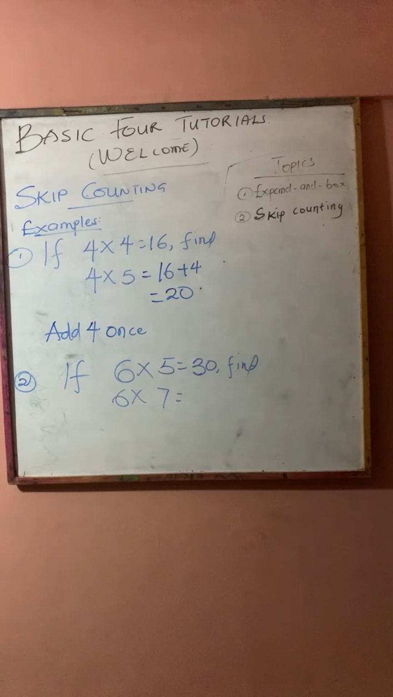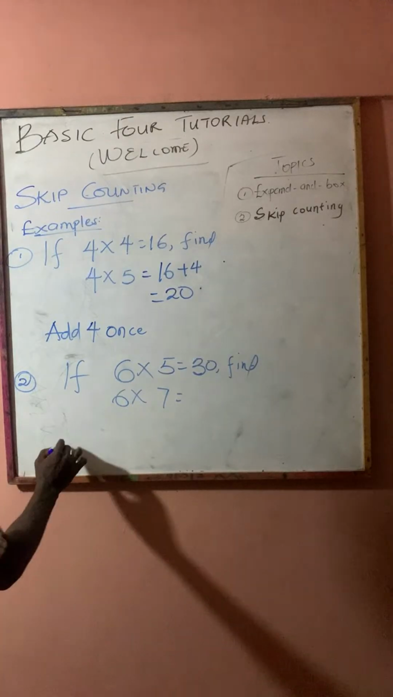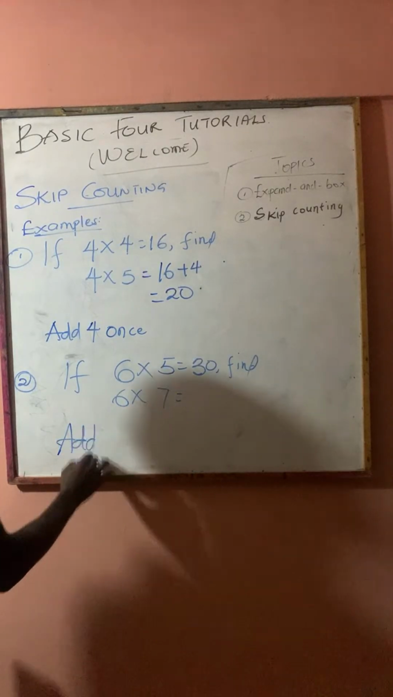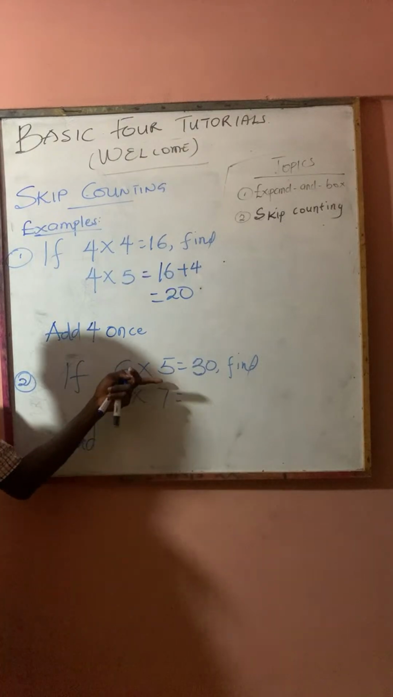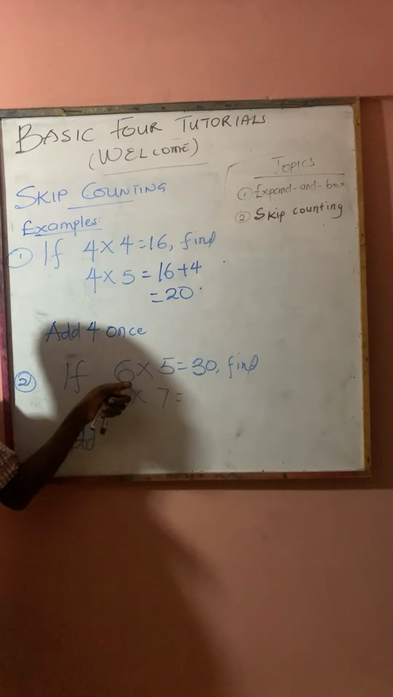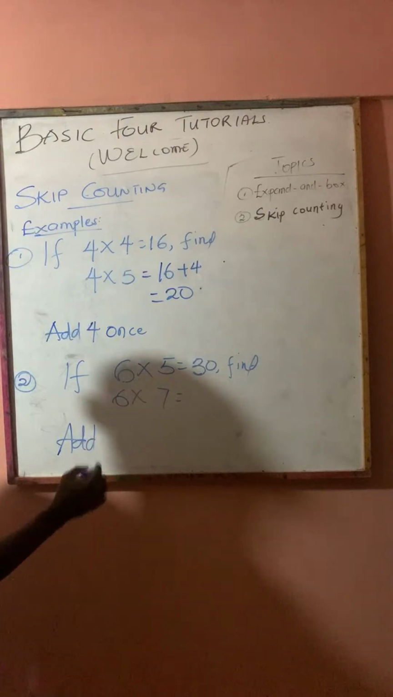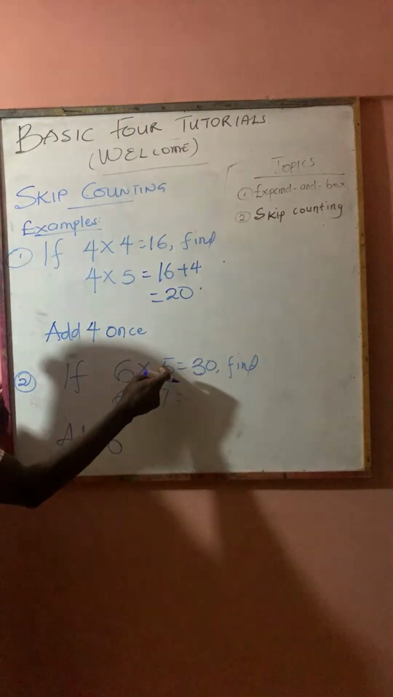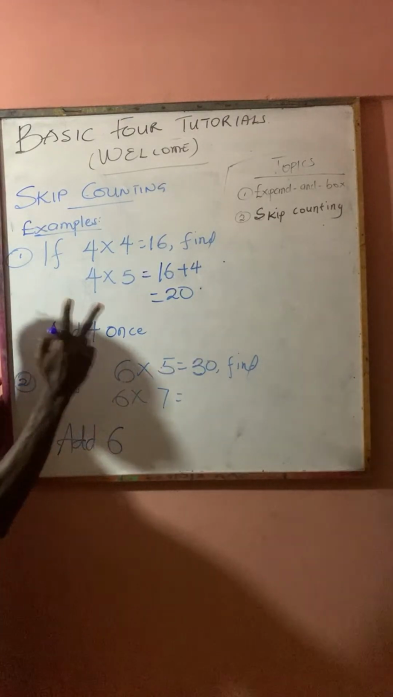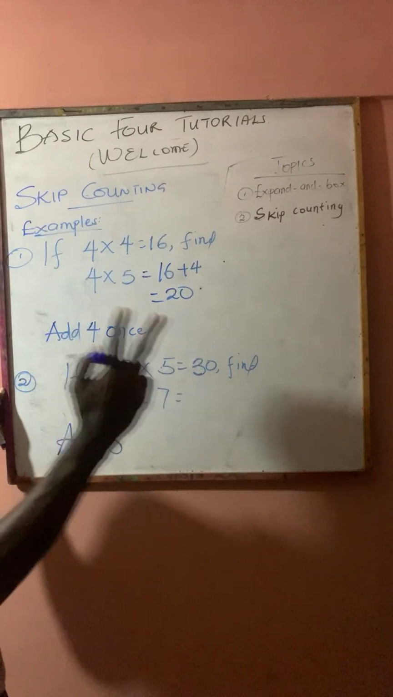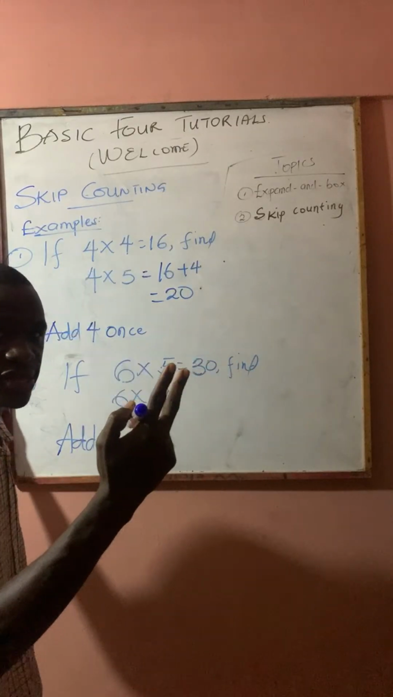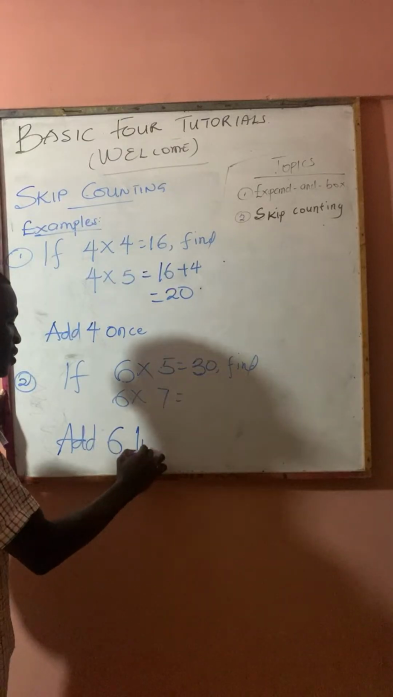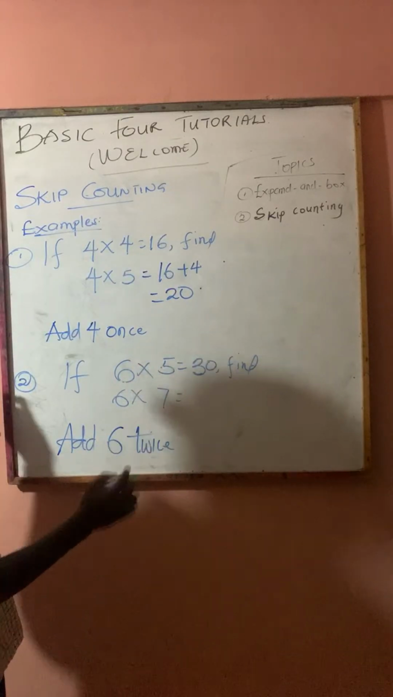All right, so we're going to add, just as you are saying. So we add. Which amount are we adding? We add the common number to both expressions, and that is 6, okay? So we add 6. The difference between 5 and 7 here is 2. And we're going to add the 6 two times, or twice, okay? So we add 6 twice.